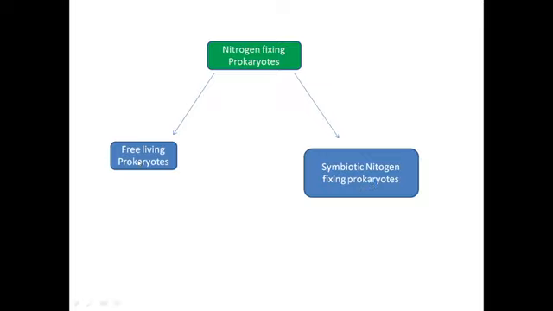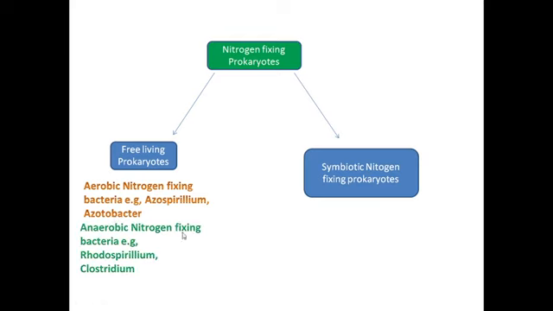About free living prokaryotes, let me tell you, there are aerobic free living nitrogen fixing bacteria, for example Azospirillum and Azotobacter. Please remember, these may be asked in your exams. Azospirillum and Azotobacter are aerobic nitrogen fixing bacteria. And number two are anaerobic nitrogen fixing bacteria. For example, we have Rhodospirillum and Clostridium. These are anaerobic nitrogen fixing bacteria.